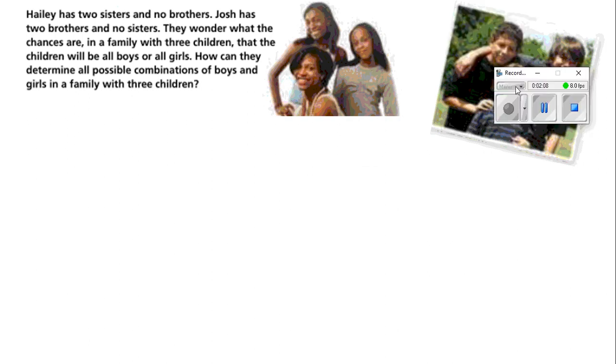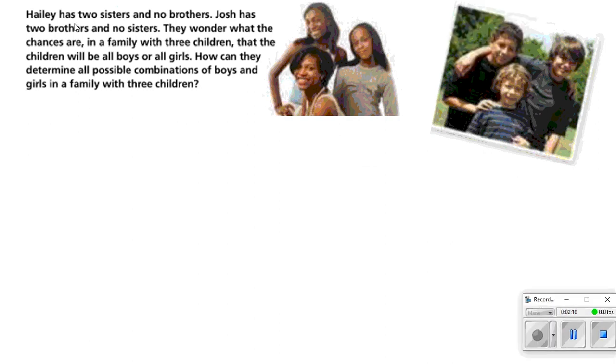An example 1, I think we have here. Haley has 2 sisters and no brothers. Josh has 2 brothers and no sisters. They wonder what the chances are in a family with 3 children that the children will be all boys or all girls. How can they determine all possible combinations of boys and girls in a family with 3 children?